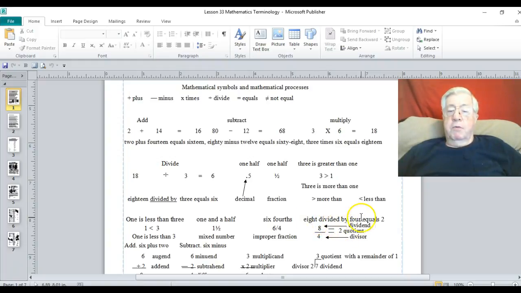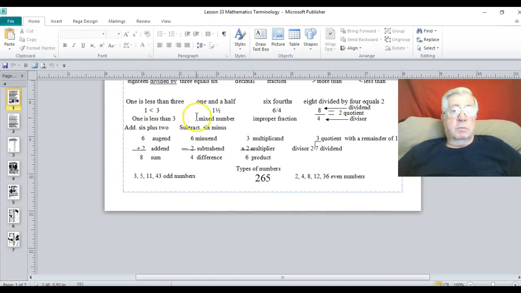8 divided by 4 equals 2. 8 is the dividend. 4 is the divisor. The answer, 2, is called the quotient. When you add 6 plus 2, 6 is the augend, 2 the addend, the answer 8 the sum.